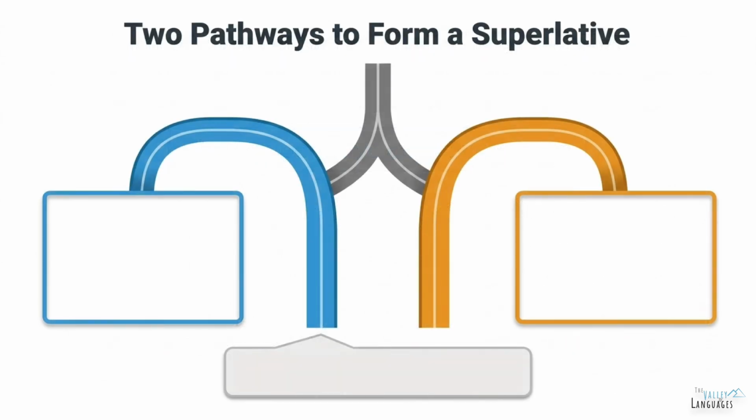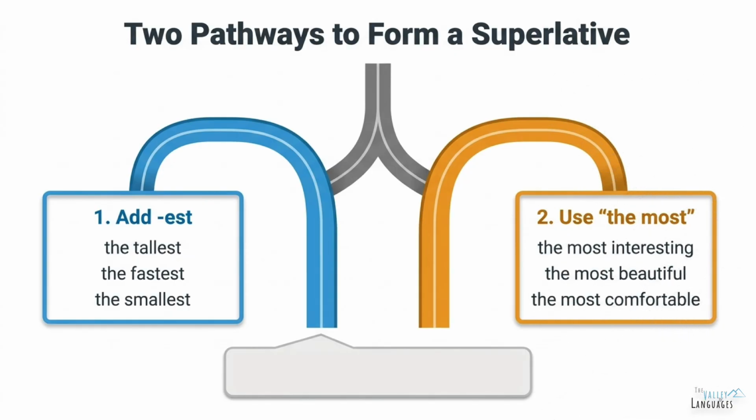The core syllable rules. Now that we have the formula, we have to choose the right path for our adjectives. When you're looking at a basic adjective, you essentially have two main pathways to form a superlative. Pathway 1 is adding est. This gives us words like the tallest, the fastest, the smallest. Then there's pathway 2, which is using the most. This creates phrases like the most interesting or the most beautiful.